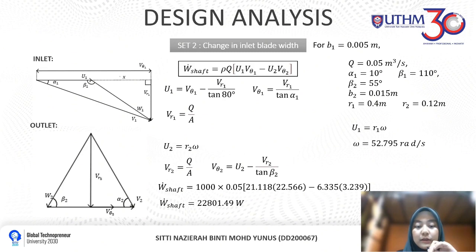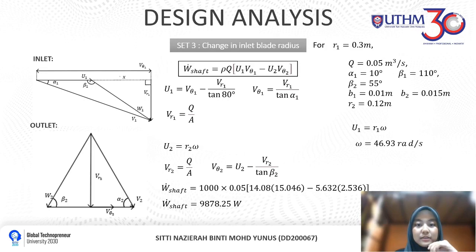So to find U1 and V theta 1, we first calculate VR1, and then we can get U1 and V theta 1. And then to calculate U2, we find the omega first, which is 52.795 radian per second. Then we can get U2 and find VR2 and V theta 2. And then we can get the power shaft, which is 22,801.49 watt.